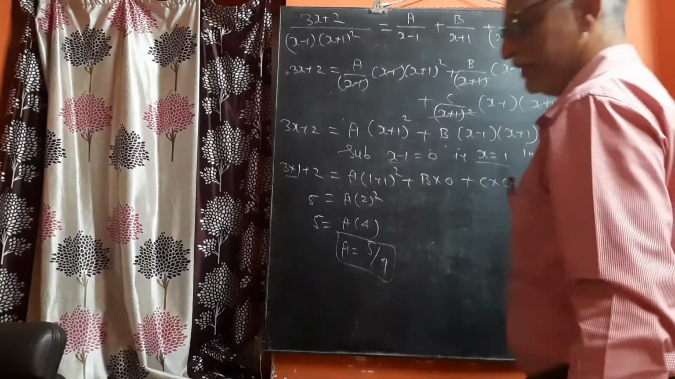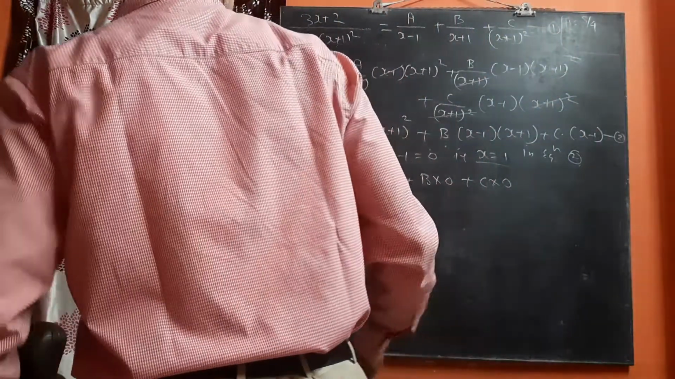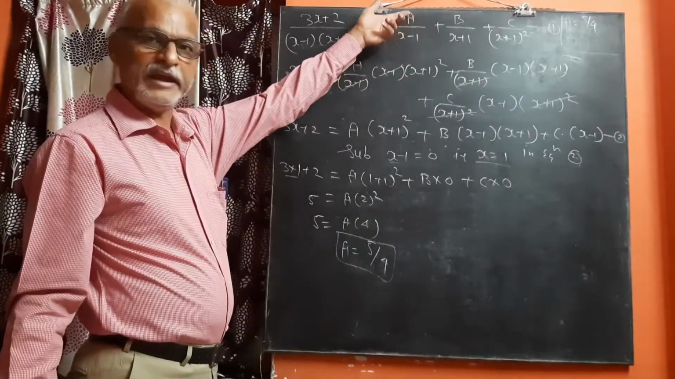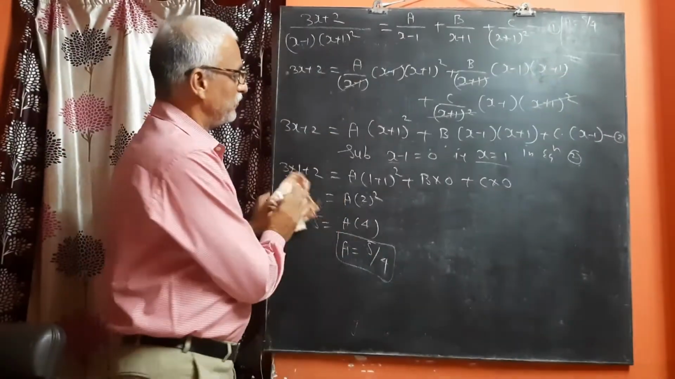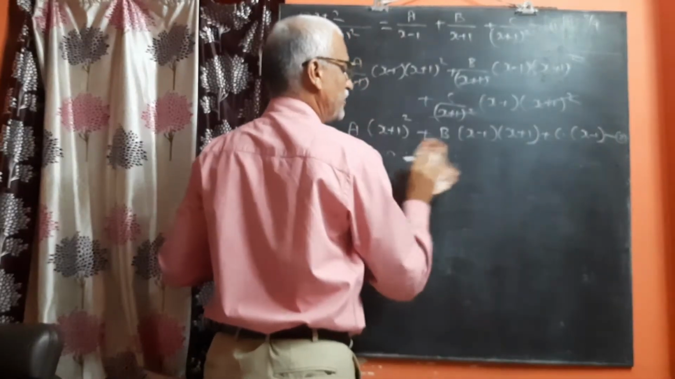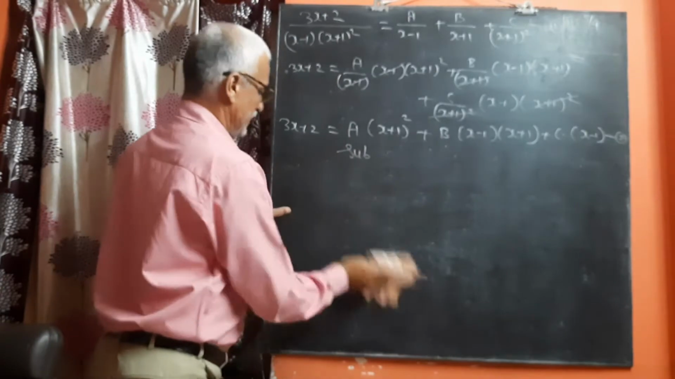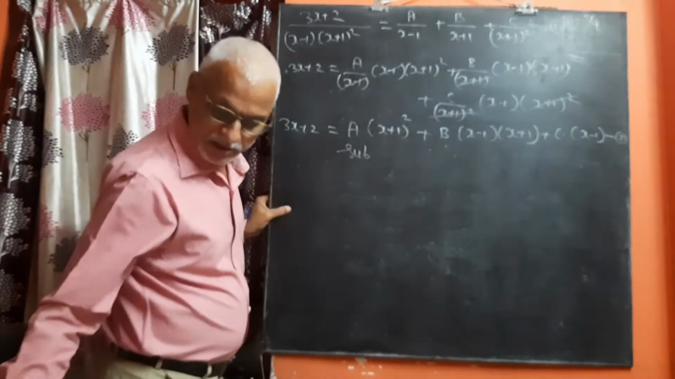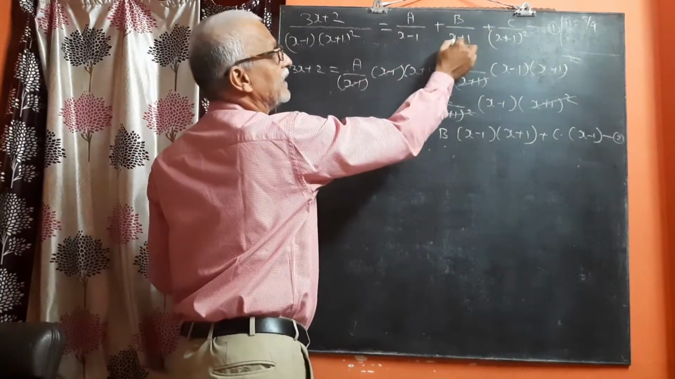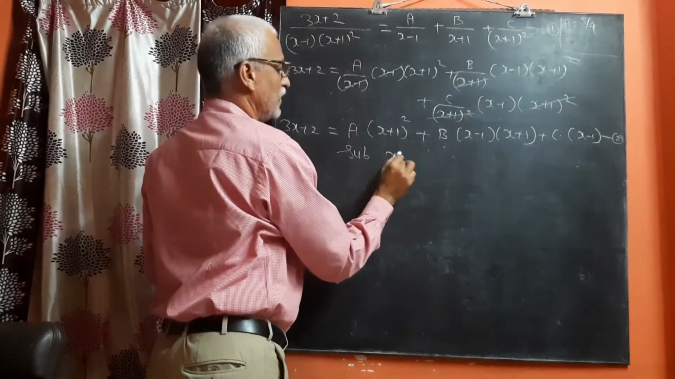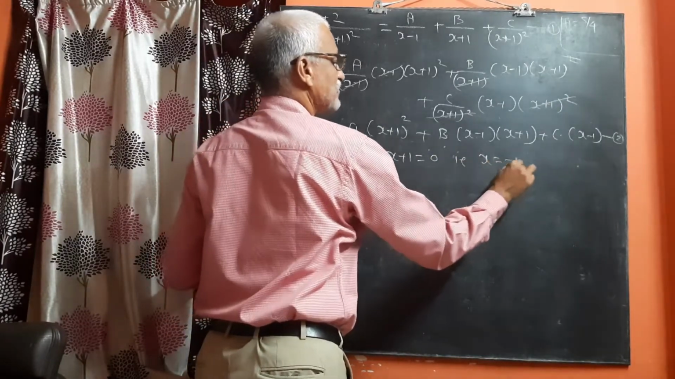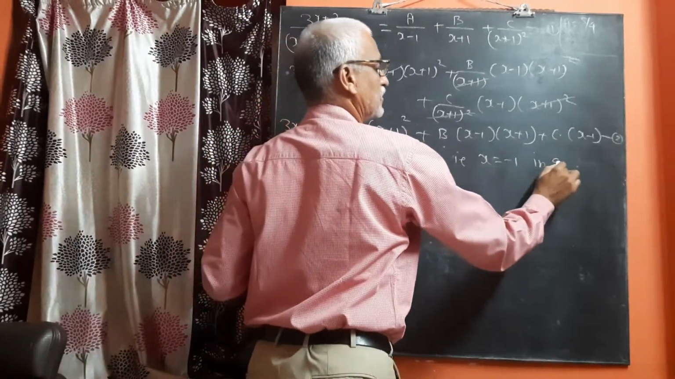Now we have to get the value of b. This is your first value, the first constant, that means a. Now the second value. For the second value, our substitution is the denominator of b equals 0. What is the denominator of b? x plus 1. So substitute x plus 1 equals 0. That means x equals minus 1 in equation 2.